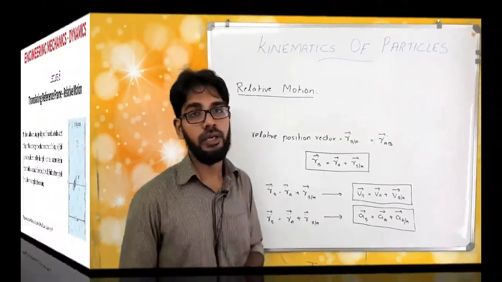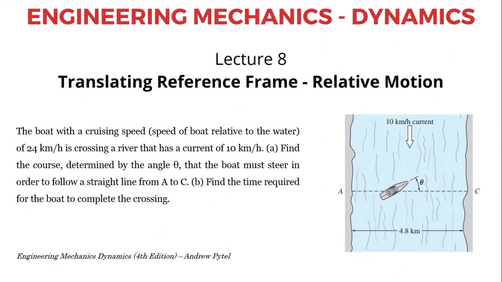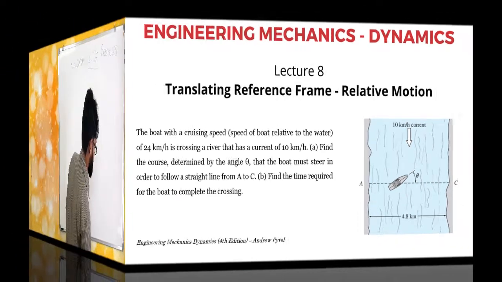Now, let us do a problem here. The boat with a cruising speed, that means the speed of the boat relative to that of water, of 24 km per hour is crossing a river that has a current of 10 km per hour. A: Find the course determined by the angle theta that the boat must steer in order to follow a straight line from A to C. B: Find the time required for the boat to complete the crossing. This is a question from Python.